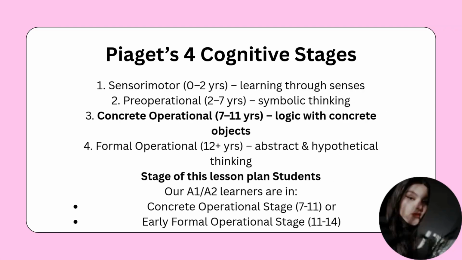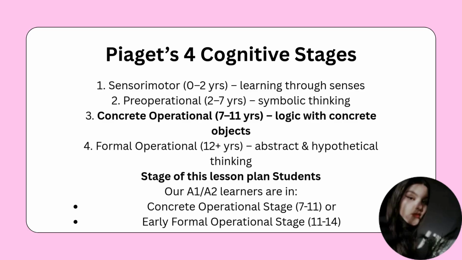Okay, so Piaget believed that children develop thinking abilities in four universal stages. The first one is the sensorimotor stage, from 0 to 2 years old, and it is learning through senses and physical interaction. The stage number two is the pre-operational stage, from 2 to 7 years old, where symbolic thinking grows, but logic is limited.